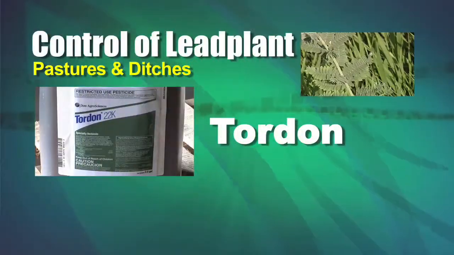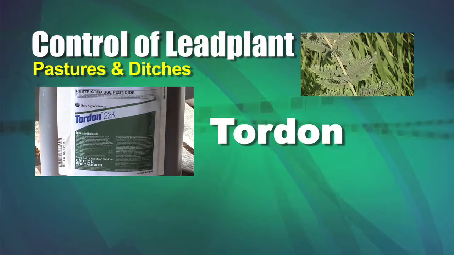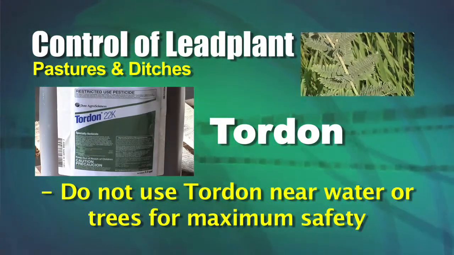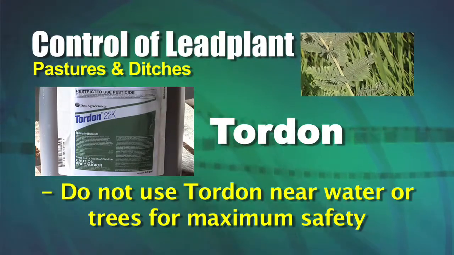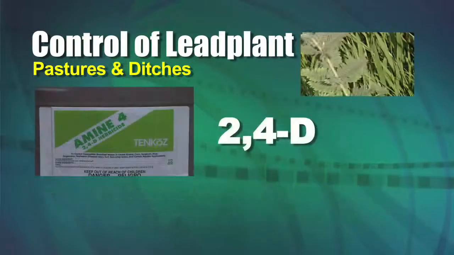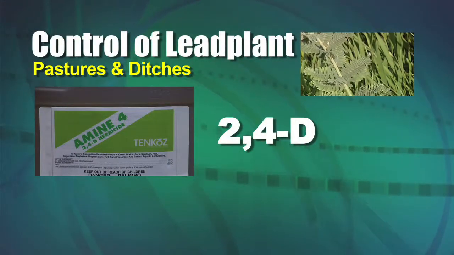If you have it in pastures, our number one recommendation would be to use Tordon. Keep in mind though that Tordon is lethal to trees and you can't use it near water because it kills fish. But if you can use Tordon, that's a great option. That would be our number one choice. Otherwise, use high rates of 2,4-D multiple times per year.